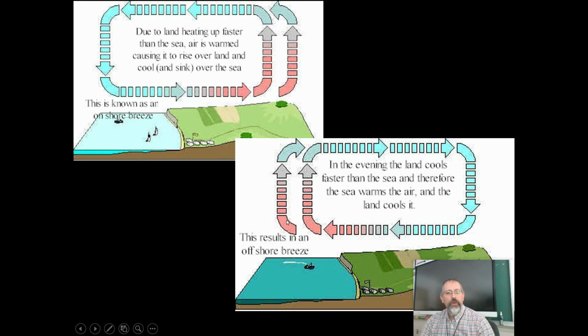So onshore breeze during the day, that one, warmer over land, colder over water, you get this convection cell forming. And in the evening, the opposite. So it sinks over the land, it rises over the water to get your offshore convection cell. So that's one type of horizontal air movement in that case.